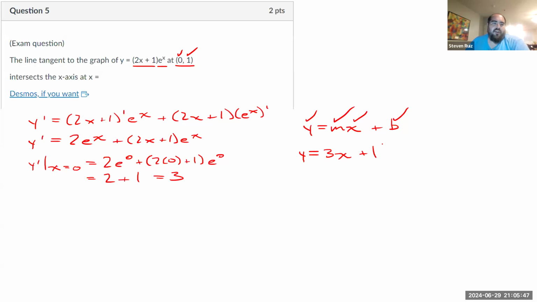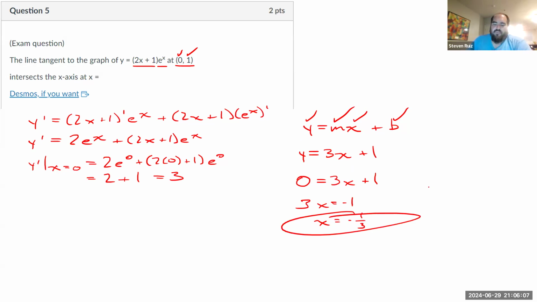Not quite done, though. Now I want to know, where does that intersect the x-axis? So x-intercepts happen where y is equal to 0. So I'm going to set y equal to 0 and solve for x. So 0 equals 3x plus 1. 3x equals -1. X equals -1/3. So that is the point where the line crosses the x-axis.